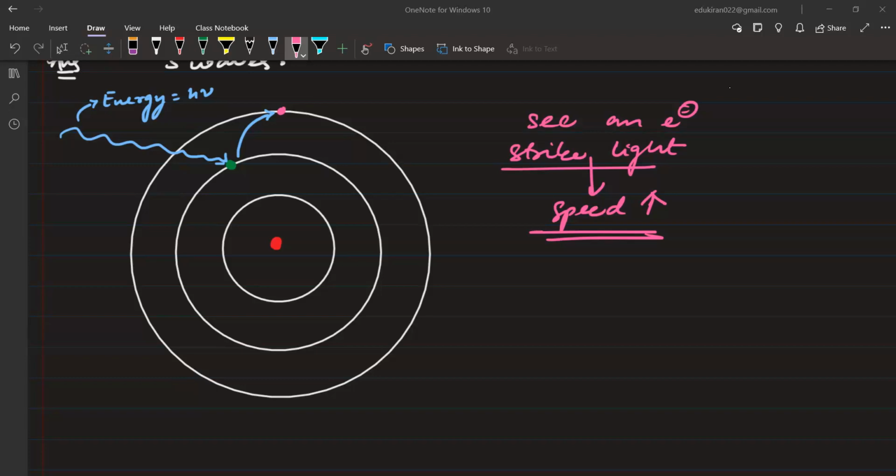Because as soon as you want to locate it, that means as soon as you want to determine its position, you have to strike light. And when you strike light, you know its position, but now its velocity has changed. Correct? Yes or no? Please tell me, guys. Yes, sir. So this is Heisenberg's principle.